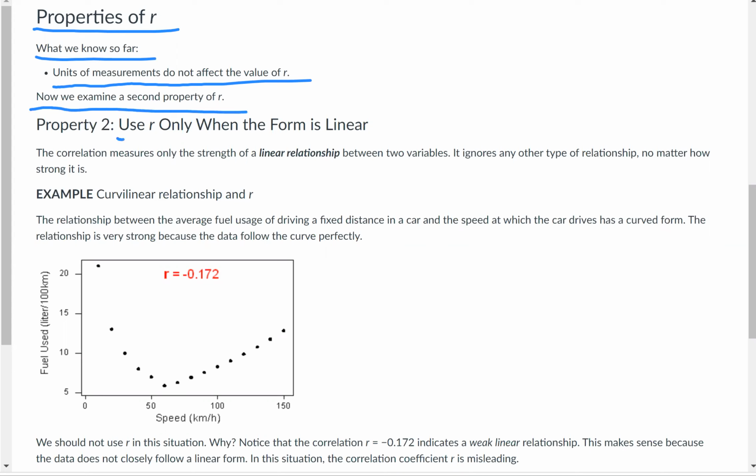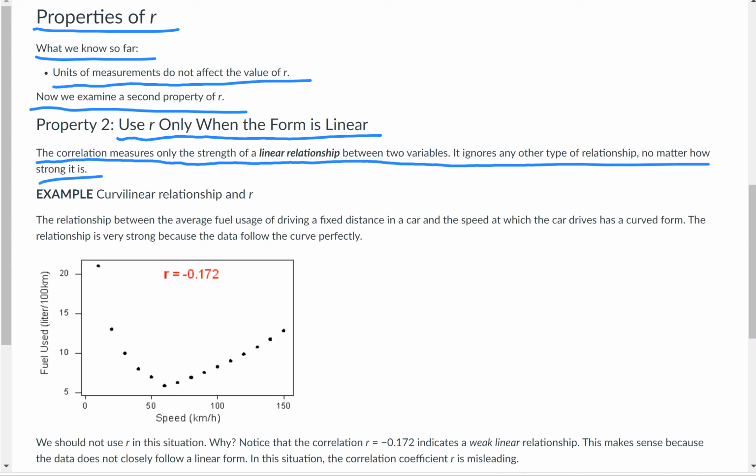The second property is use R only when the form is linear. The correlation measures only the strength of a linear relationship between two variables. It ignores any other type of relationship, no matter how strong it is. For example, curvilinear relationships and R.